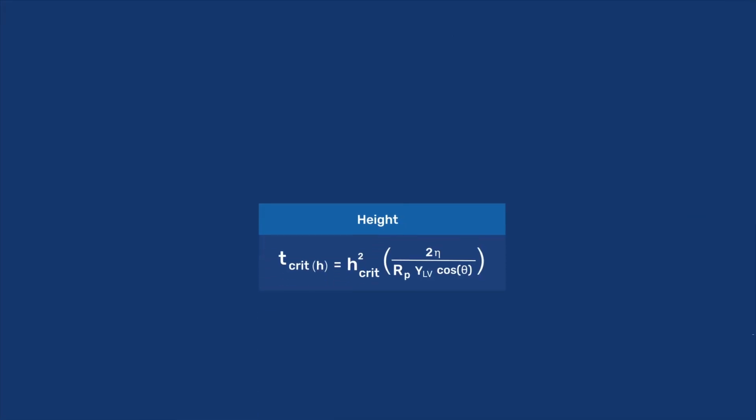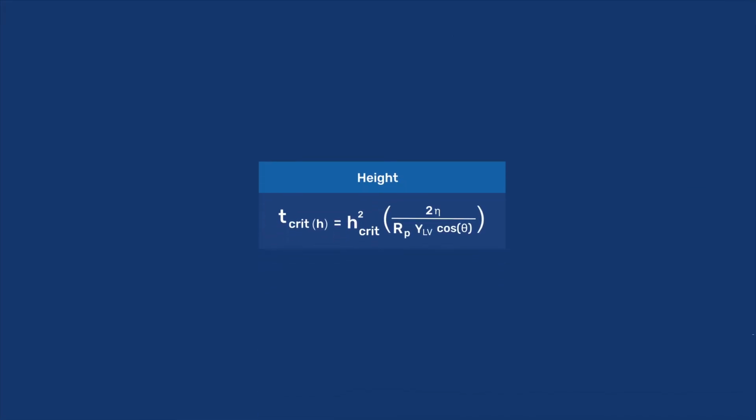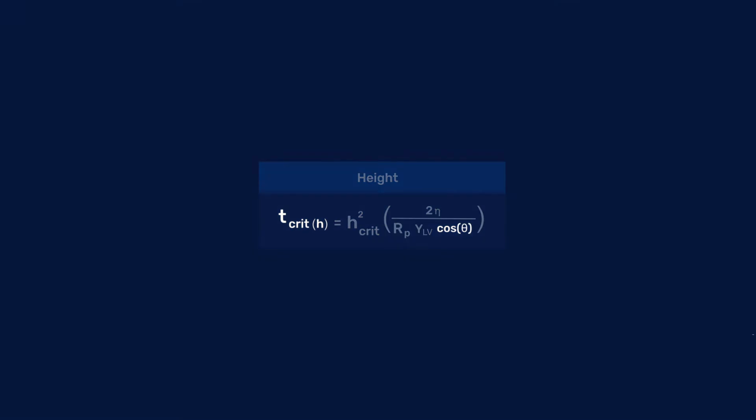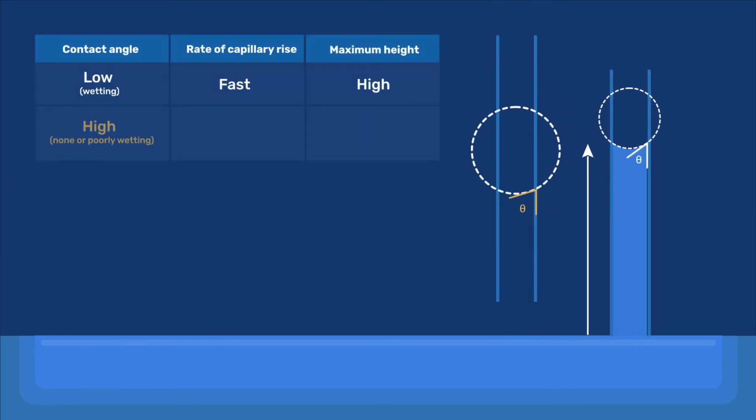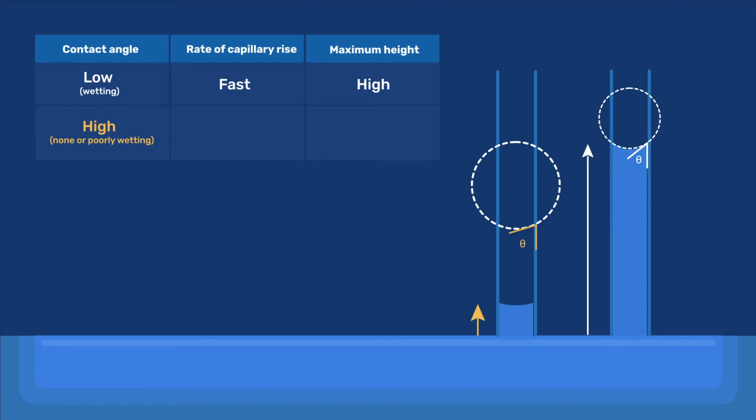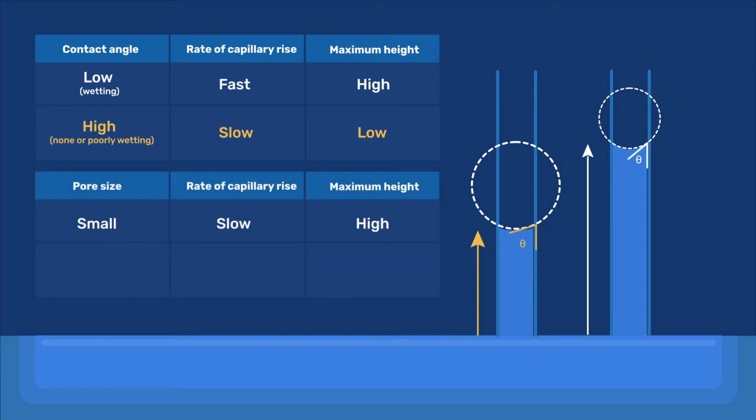Another aspect that can be deduced from the previously obtained relations is that the critical time depends on the cosine of the contact angle. Thus, wetting fluids penetrate faster than less wetting fluids, since their lower wetting angle increases the cosine term. Therefore, increasing the contact angle causes both the rate of capillary rise and the maximum height of that rise to decrease. The effect of a change in contact angle contrasts with that of the pore size.